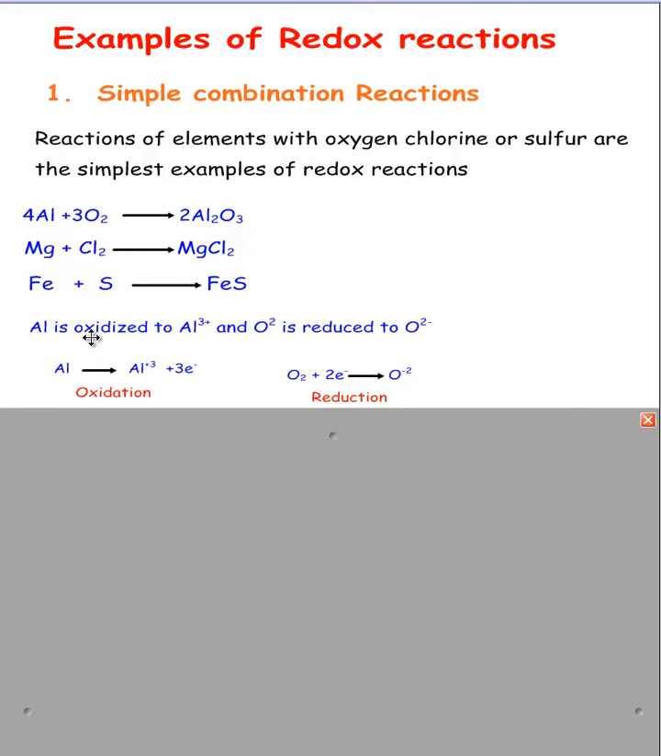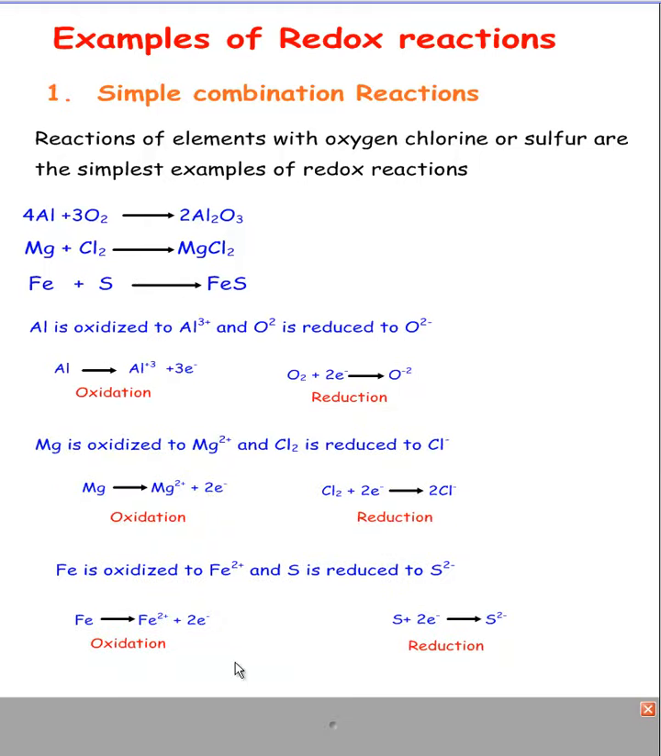Now let's look at the first. Aluminium is oxidized to the Al3+ ion, and that's oxidation. The oxygen gains 2 electrons, so it's reduced. So that's the reduction part. The same thing applies to all the other 3. There they are: oxidation on that side for the magnesium and reduction from the chlorine, accepting the 2 electrons to become chloride ion. The iron shows oxidation here, and the sulfur is showing the reduction part.